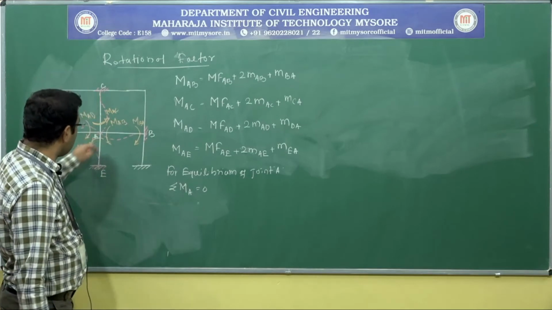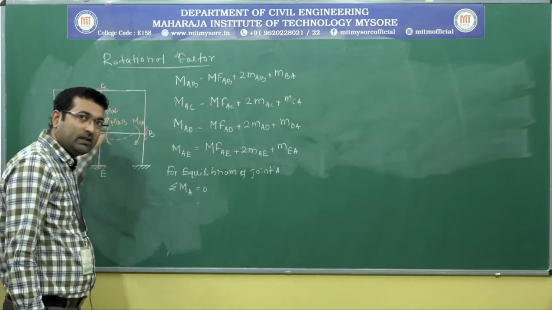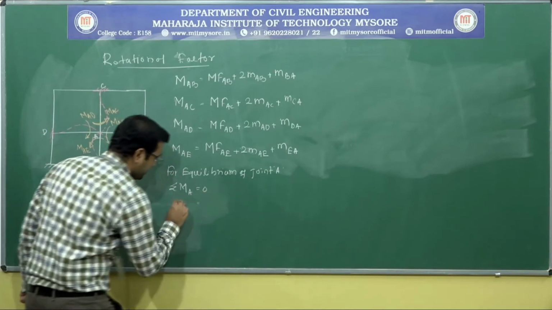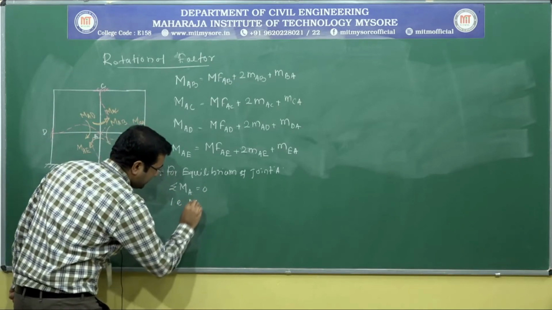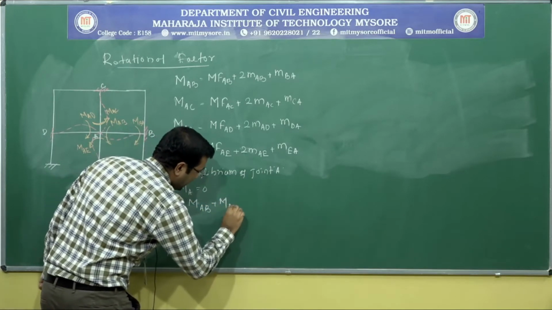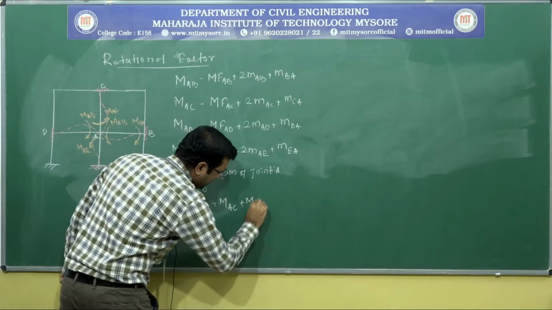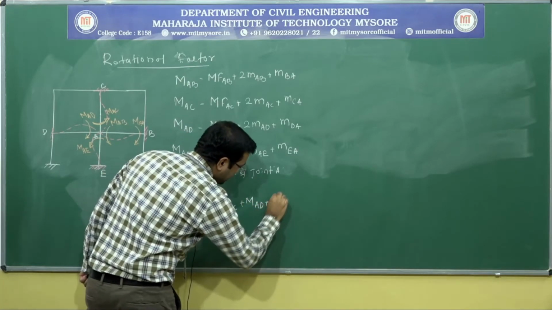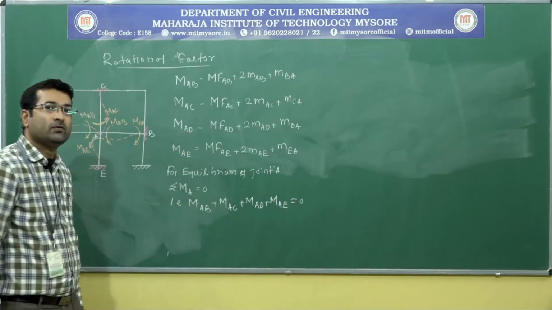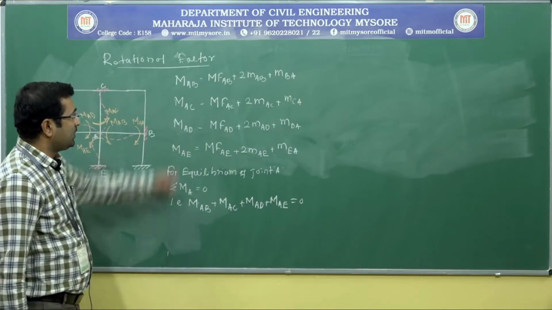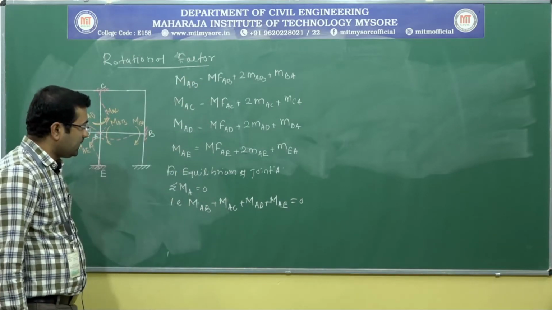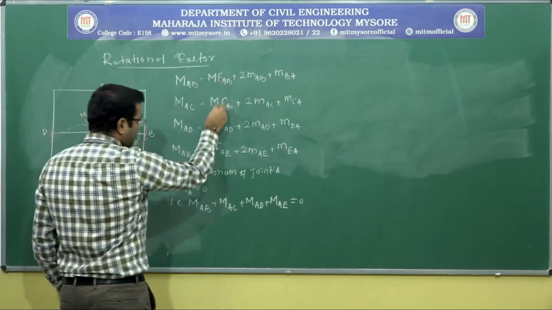Now here at joint A we have 4 members, which means I have to take the sum of all the 4 members, that is MAB plus MAC plus MAD plus MAE. The sum of all these 4 moments should be 0. Now if I take the sum here, what happens? I have to take the sum of all these things.